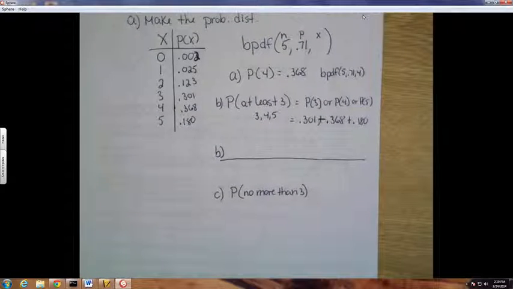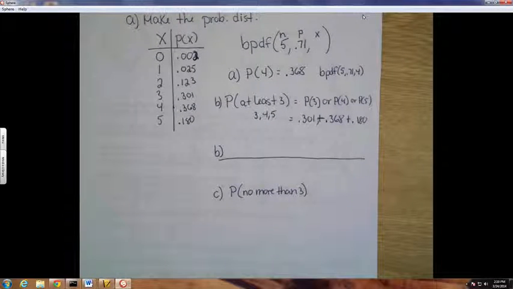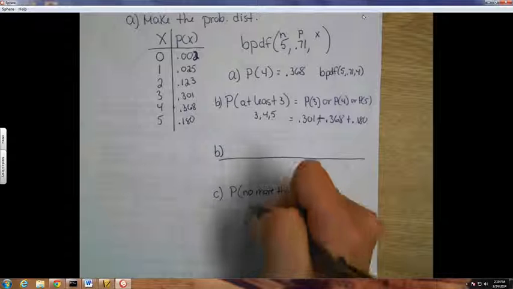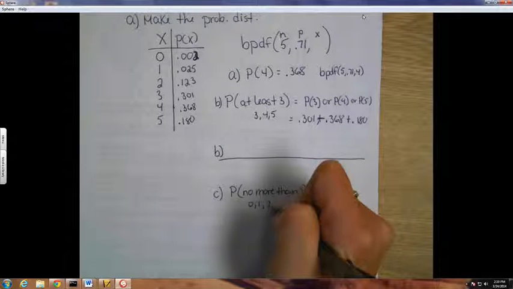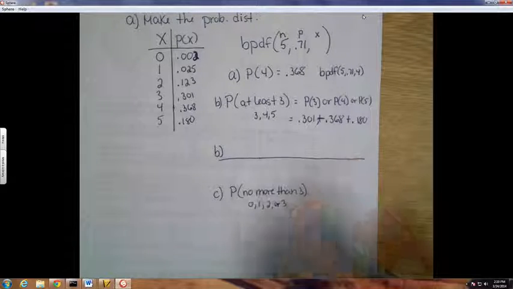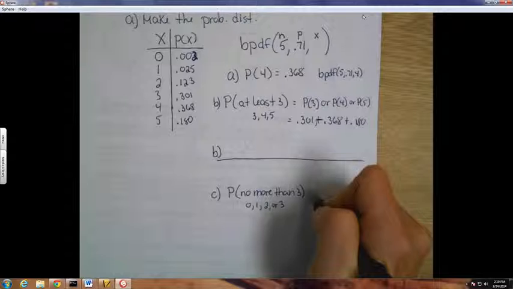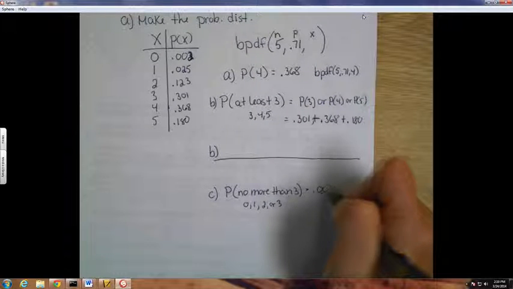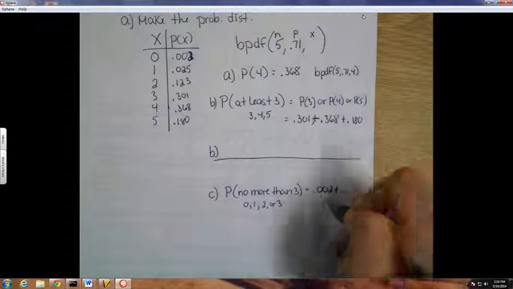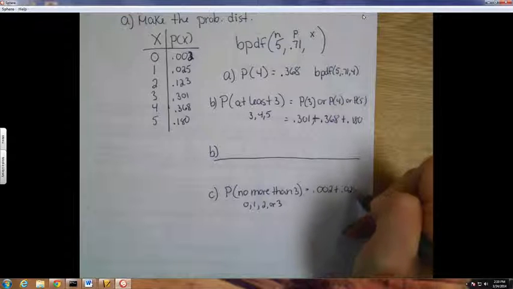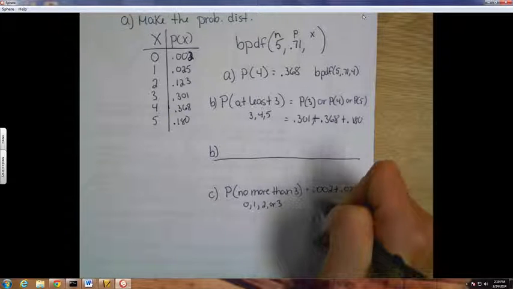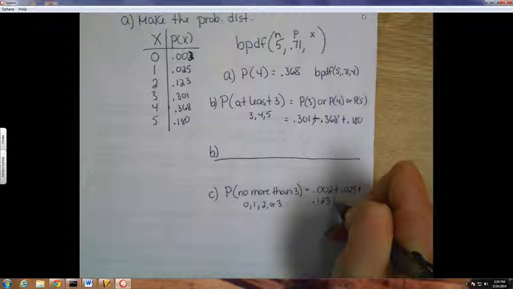So what does the phrase "no more than 3" mean to this problem? 1, 2, 3, or 0. So you agree that it's 0, 1, 2, or 3? So we would be adding up those 4 probabilities? Sure. So that would be 0.002 plus 0.025 plus 0.123 plus 0.301.